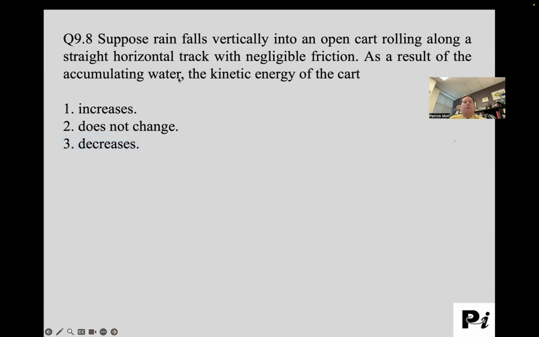All right. Rain falls vertically into an open cart rolling along a straight horizontal track with negligible friction. As a result of the accumulating water, the kinetic energy of the cart, does it increase, stay the same, or decrease? So now we're asking not about the speed, but the kinetic energy. So think about what you think is going to happen and then talk it over with your physics friends. You can unpause the video and we'll go over the answer together.